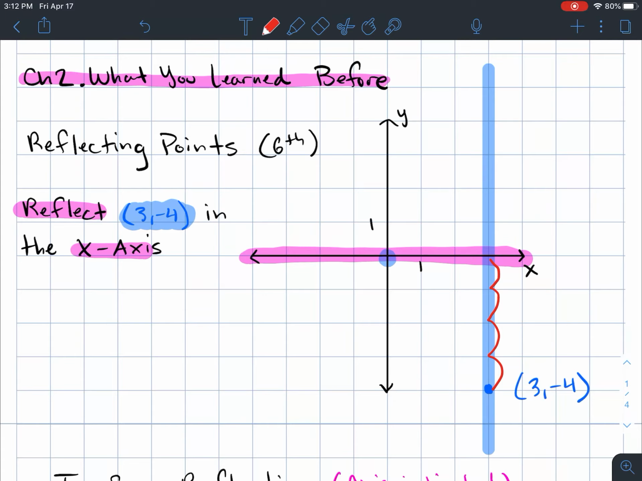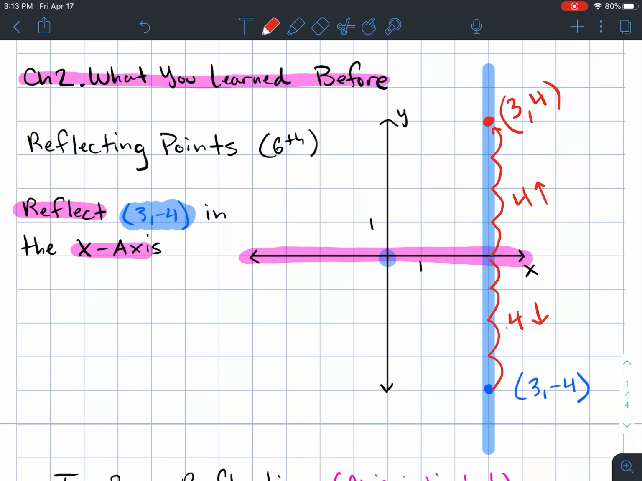It's four spaces down. So that means from the axis, we're going to go 4 spaces up. So 1, 2, 3, 4. And this is 4 spaces up. And this is where your reflected point would be, which is at 3, 4. So the x stays the same, but the y turns to its opposite number. So you can see when you're reflecting over the x-axis, the x stayed the same, right?